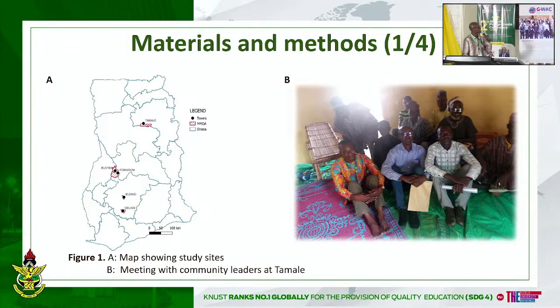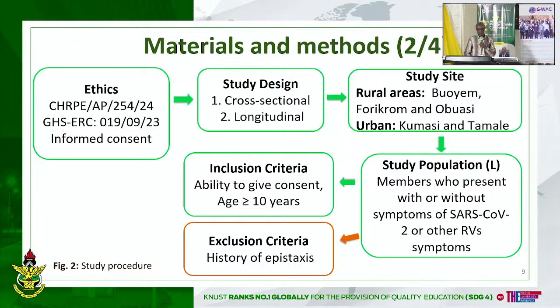For the materials and methods, these are the areas I've visited so far for sampling: Tamale and Kumasi being the urban areas, and Obuasi, Forikumu and Boyim forming the rural areas. And this is the meeting with community leaders at Tamale. Ethics approval for the study has been sought from the Committee for Human Research, Publication and Ethics at KNUST and Ghana Health Service. The study design is cross-sectional and longitudinal.